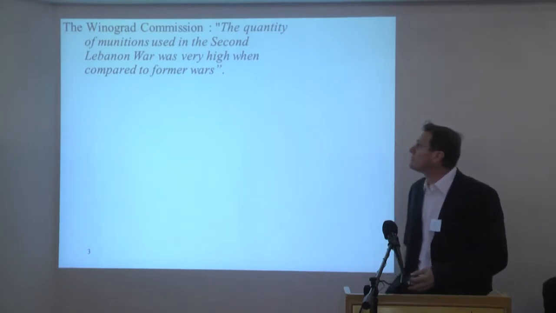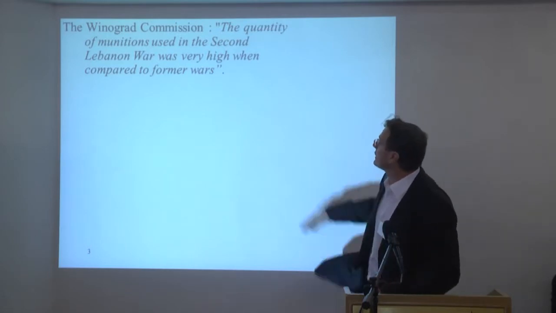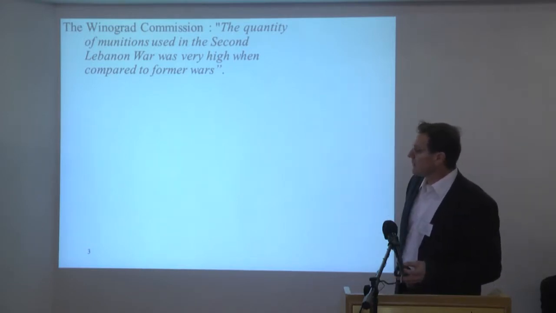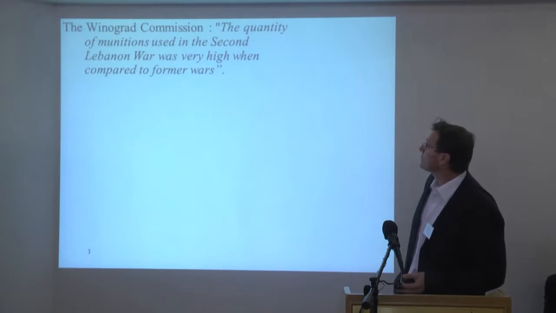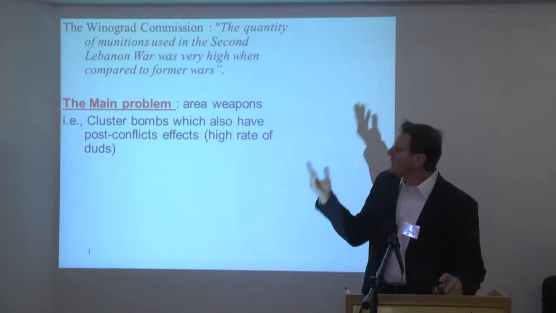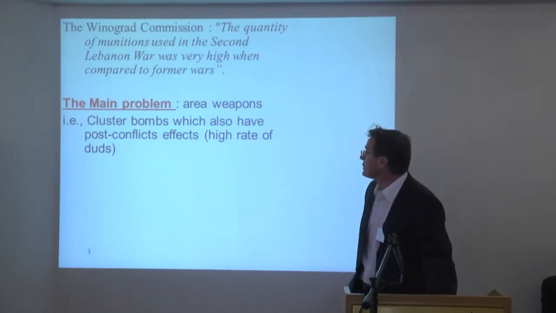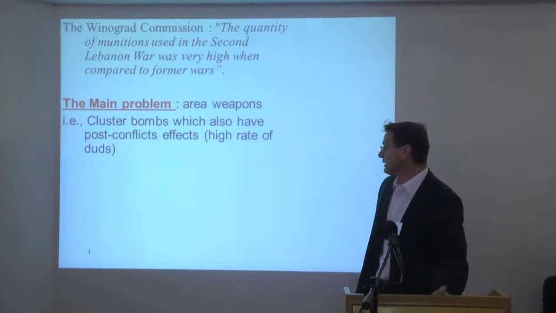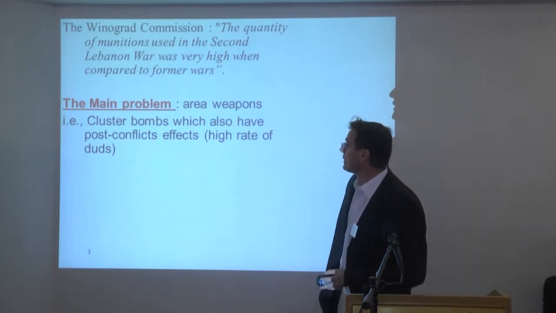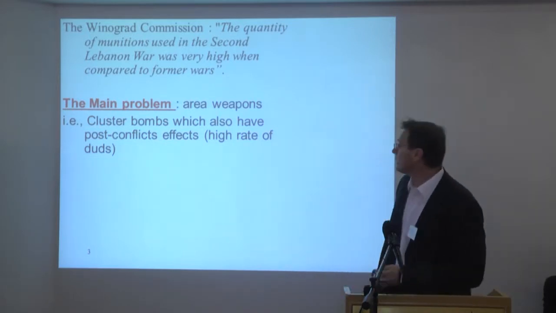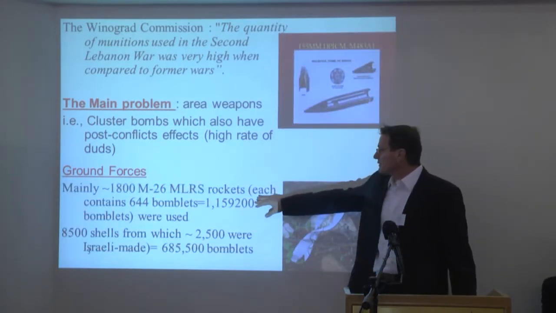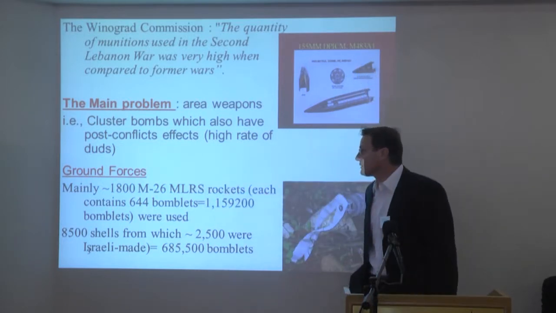And indeed, the Winograd Commission, which was established after the war to investigate it, has a section which deals with breaches of international law, and it sums up that the quantity of munitions was very high when compared to former wars. The main problem is that within the entire stock of munitions used, there were area weapons, in this case cluster munitions, which also have a post-conflict effect, something which Ruby will probably discuss. The ground forces used, as I said, more than 1,800 rockets.